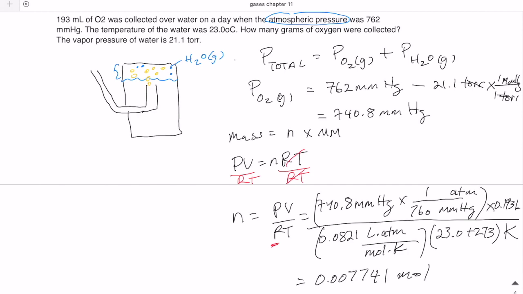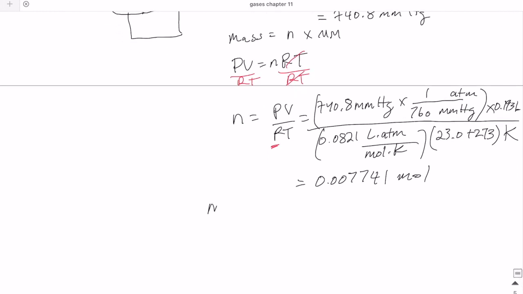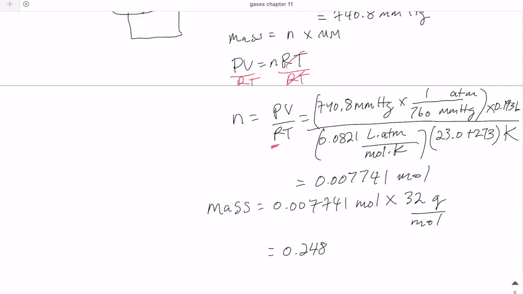0.007741 moles of gas. So to get the actual mass, I will take the number of moles and multiply that by the molar mass of oxygen, which is 32. And that would give me 0.248 grams.